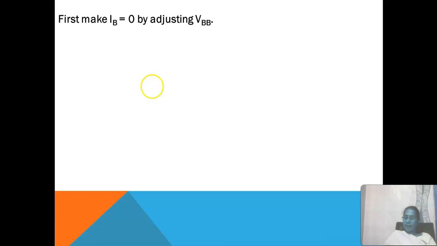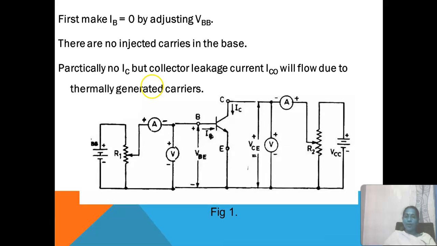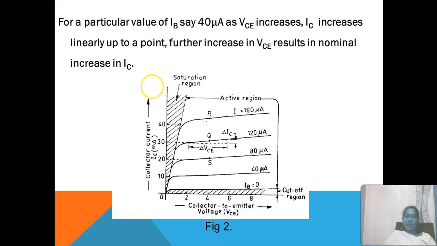If we plot the graph with collector to emitter voltage VCE along the horizontal axis and collector current IC along the vertical axis, we obtain the following graph. This figure shows the output characteristics of the common emitter configuration in a transistor.